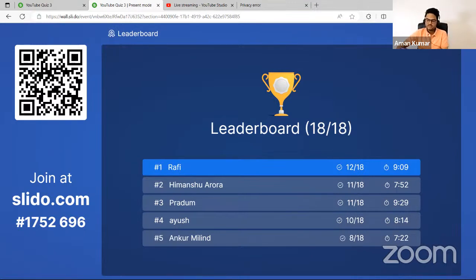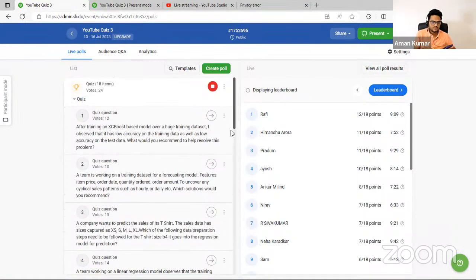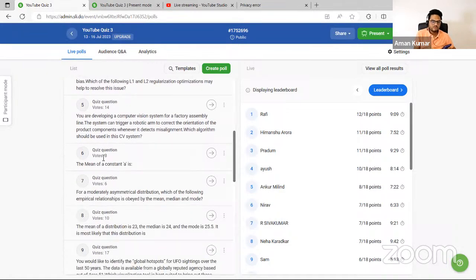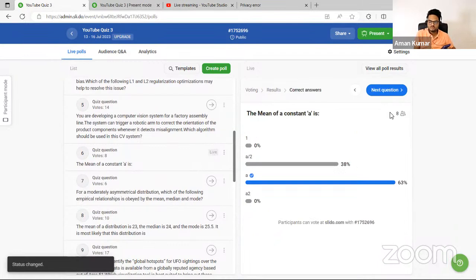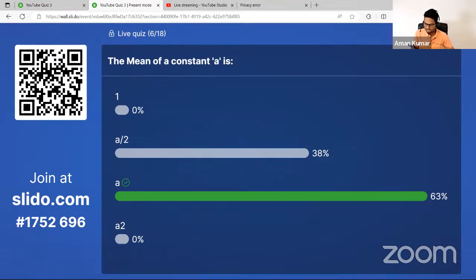Thank you everyone for joining. So I understand time is less. So minimum time I think I should put 30 seconds. What do you say? See, for this kind of question, let's see question by question. For example, the mean of constant A. I knowingly want people to answer this in like 10 seconds. That is the reason I made it 10 seconds. But what do you think is the minimum time we should put? 30 seconds.